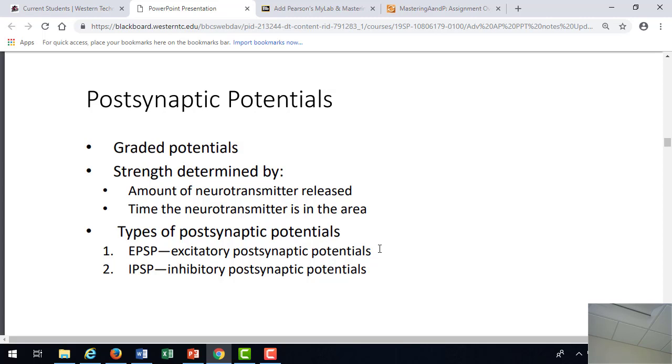It's a depolarization. So you can even write that right after EPSP. Depolarization. And IPSP causes what? Hyperpolarization, making it more negative. So again, that's going to inhibit the cell and it's going to lower the transmission. Lower the chance of transmission.